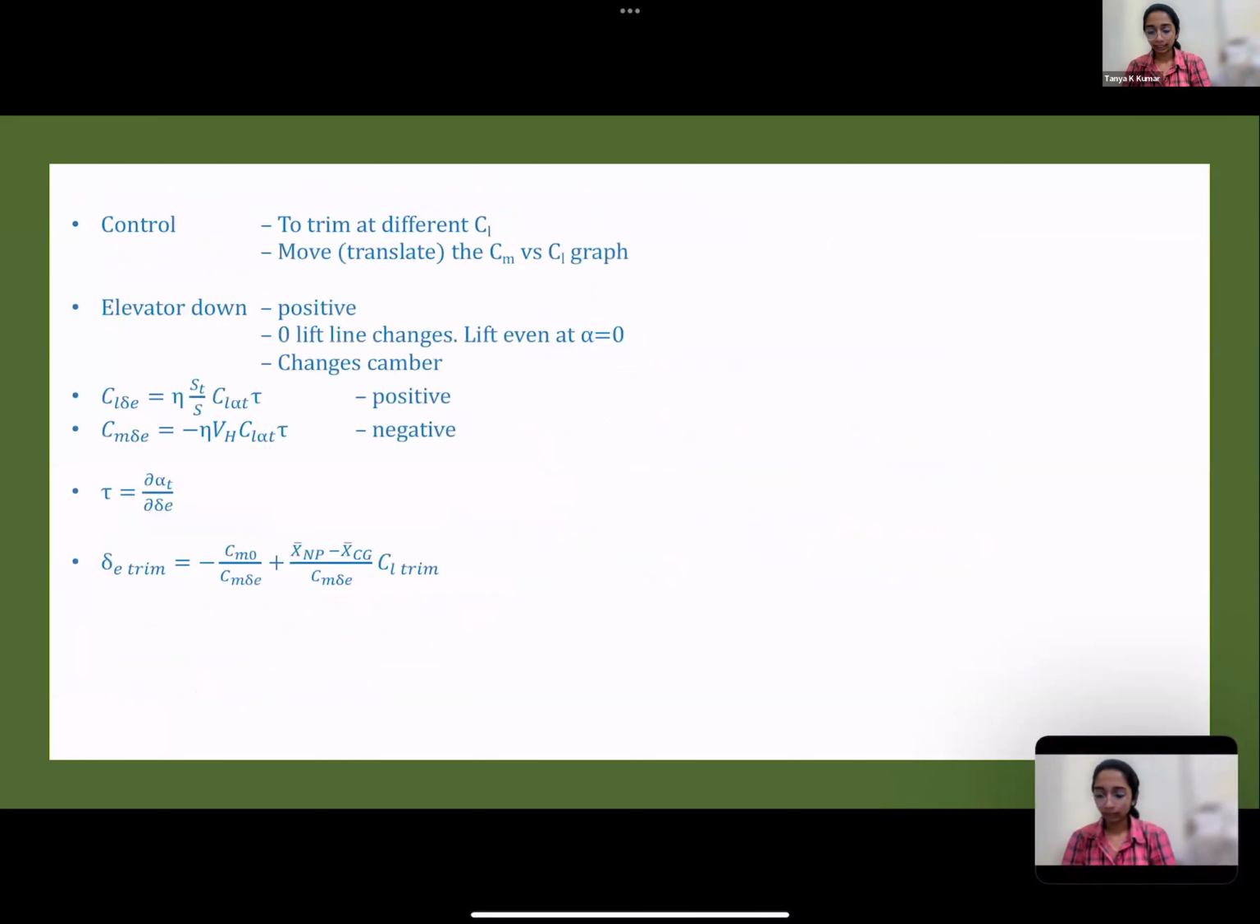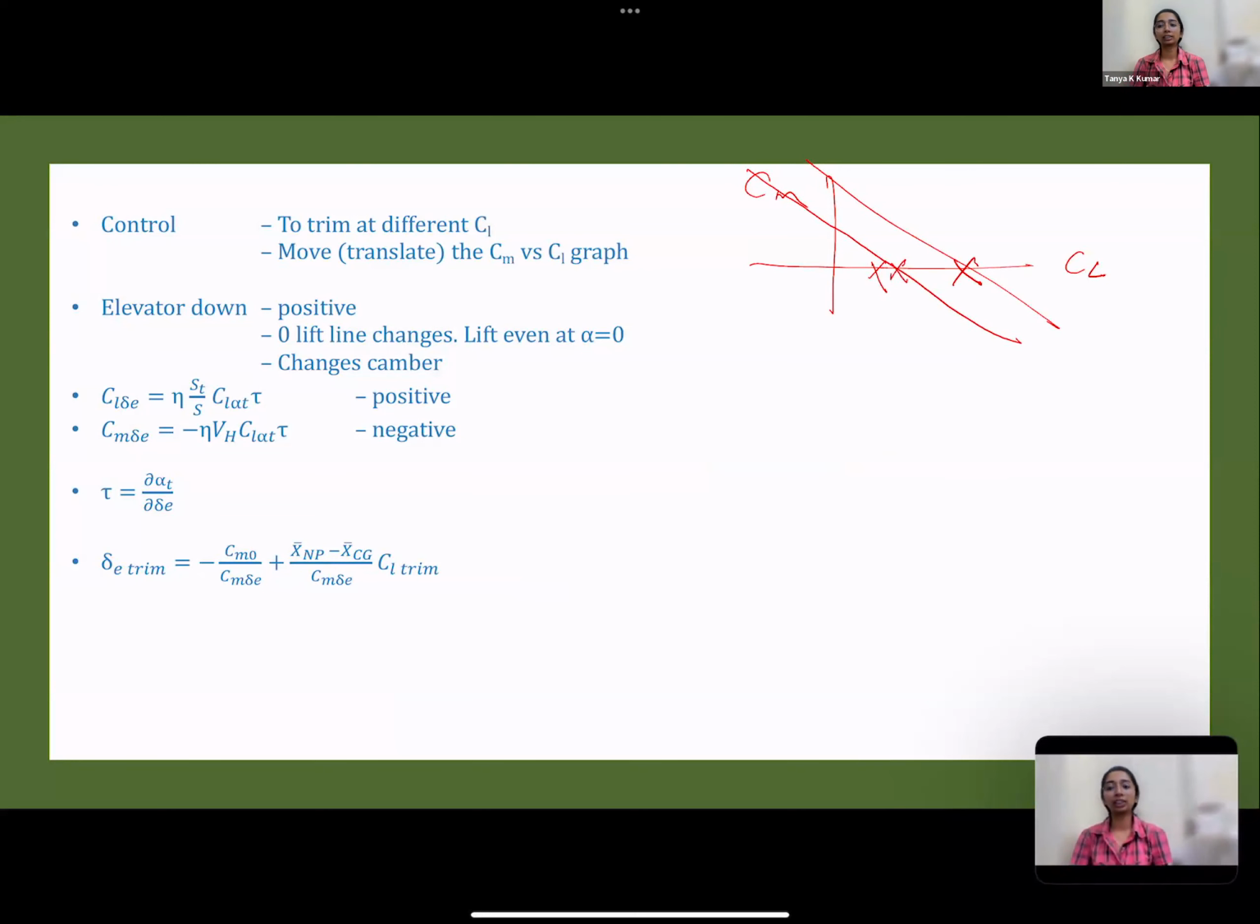Then we moved on to controls. What do control surfaces do? They enable us to trim the aircraft at different CLs. This was your Cm versus Cl. Where moment becomes 0, that is your CL trim. Now, if I want to trim at a different CL, I deflect the elevator such that the graph is shifted.